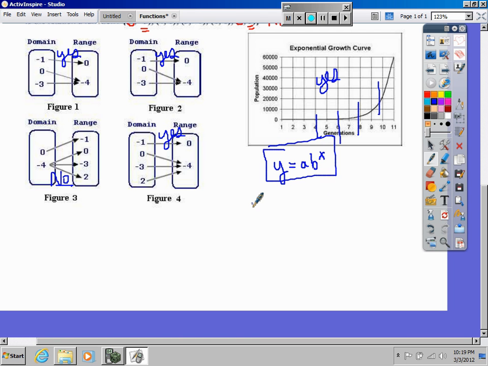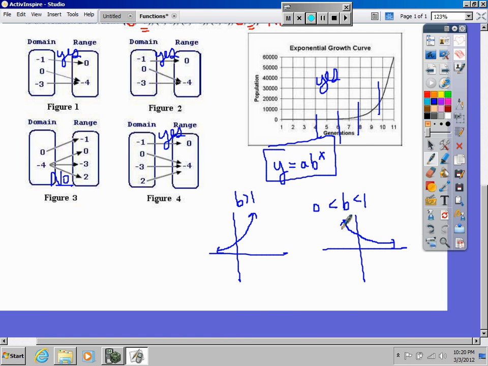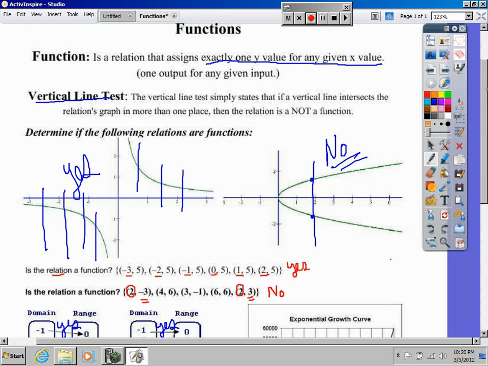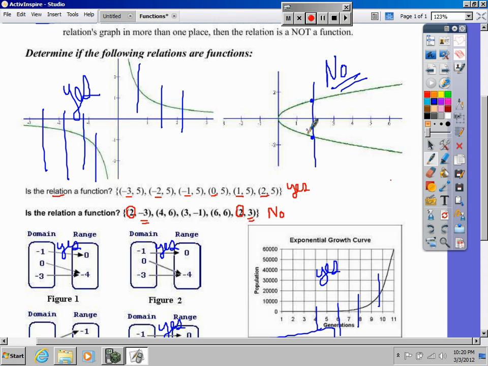Basically, what we're talking about here is that if the b value is greater than 1, then the graph will be exponential growth like this. But if the growth rate is between 0 and 1, then we have exponential decay. That kind of looks like that. So that's the exponential growth and decay, and this is a little lesson about functions. Remember, vertical line test, very important. If it crosses more than once, it's no longer a function.